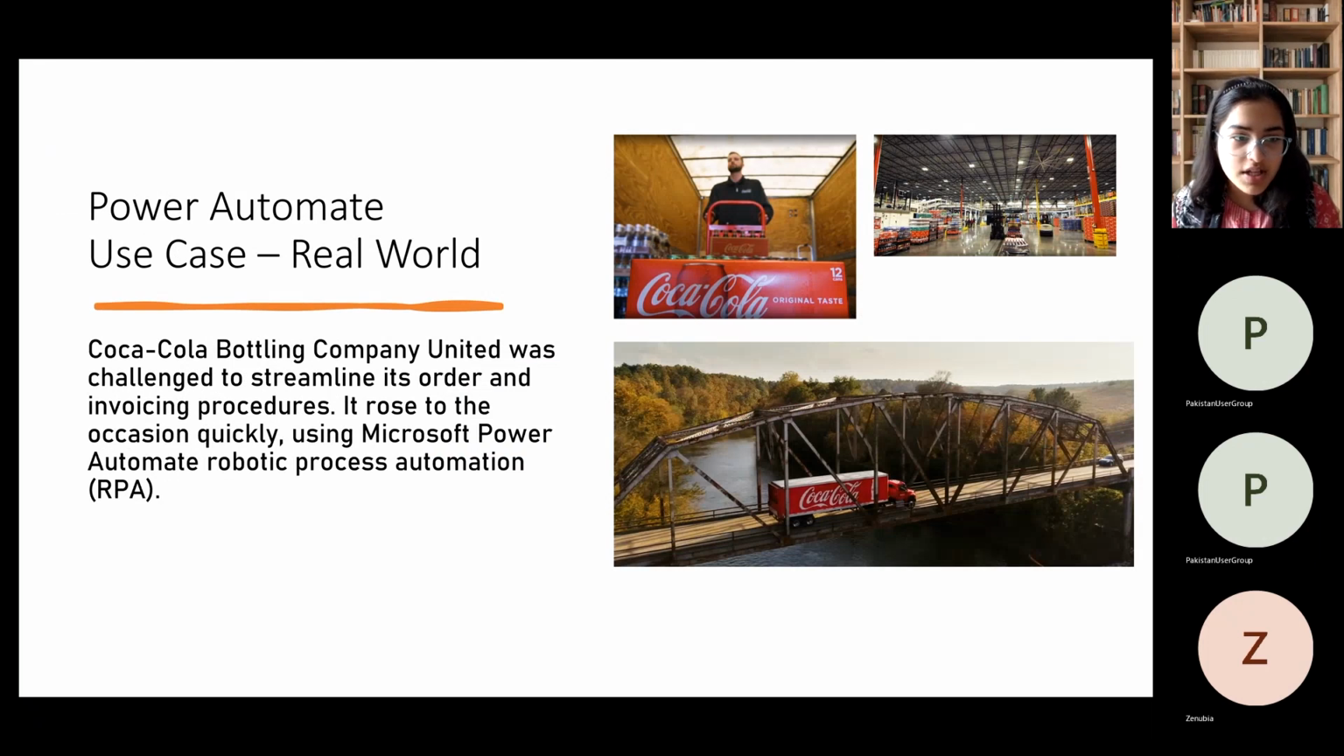The real world use case for Power Automate is that Coca-Cola Bottling Company United was challenged to streamline its order and invoicing procedures. It rose to the occasion quickly, using robotic process automation to automate the continuous work the employees had to do.